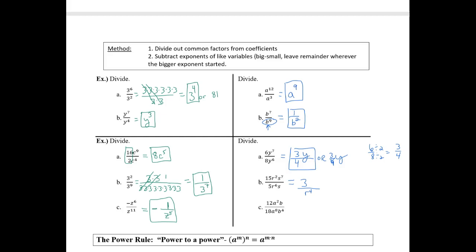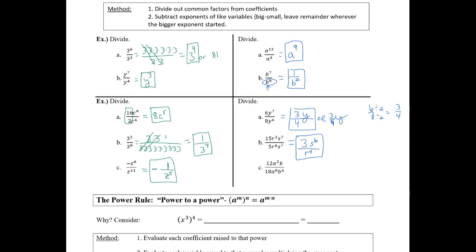Lastly, s to the 7th divided by s. 7 minus 1 would be 6. So only one of those s's divides out, and they end up in the numerator, since there were more in the numerator.